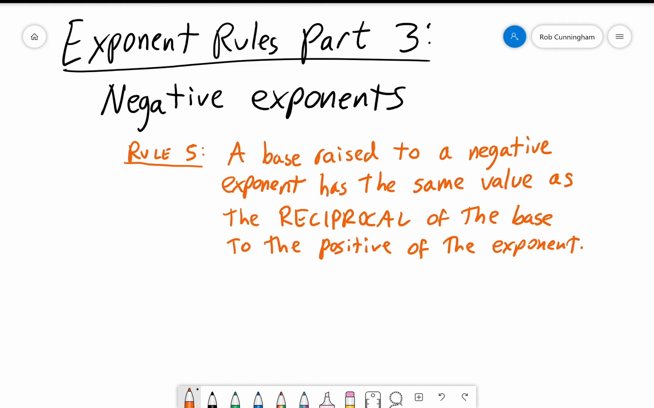Now I'm going to read rule 5 out, and it's a little bit wordy, but I will break down the entire rule and show you exactly what each word means. So, a base raised to a negative exponent. If I have some base raised to a negative exponent, it has the same value as the reciprocal of the base to the positive of the exponent. Now, that's an awkward way of putting this, but as many of you have already noticed, sometimes it can be very difficult to talk accurately about these ideas without sounding a little bit weird, right?